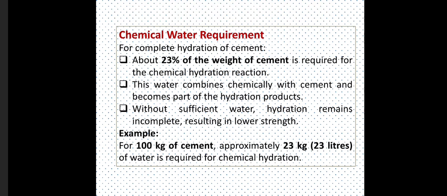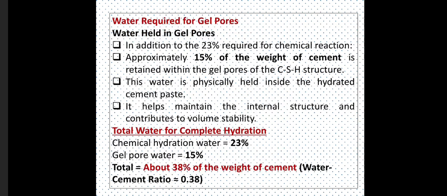For example, if we use 100 kilograms of cement, approximately 23 kilograms or 23 liters of water is needed for the chemical reaction. If less water is available, hydration remains incomplete, leaving some of the cement particles unhydrated. As a result, concrete develops lower strength and reduced durability.